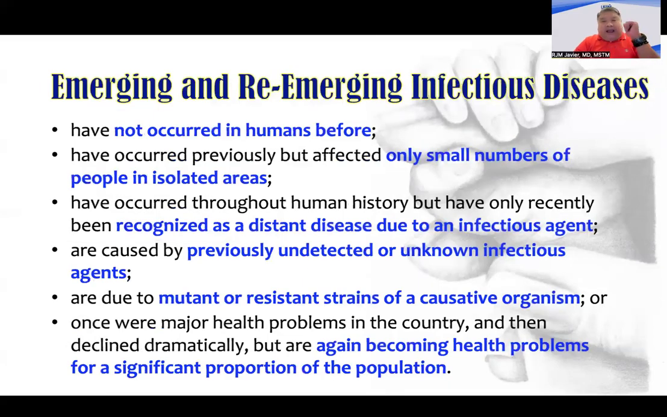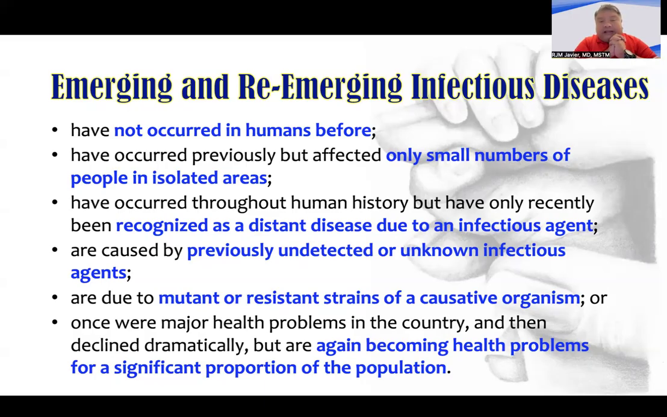I talked about the ARIDs. These are your emerging and re-emerging infectious diseases. So when I say emerging and re-emerging, often these are medical conditions that have not occurred in humans previously, or they could have occurred in humans but only affected small numbers of people in isolated areas. Or these could be medical conditions that have occurred throughout human history but only recently been recognized as a distinct disease due to an infectious agent.